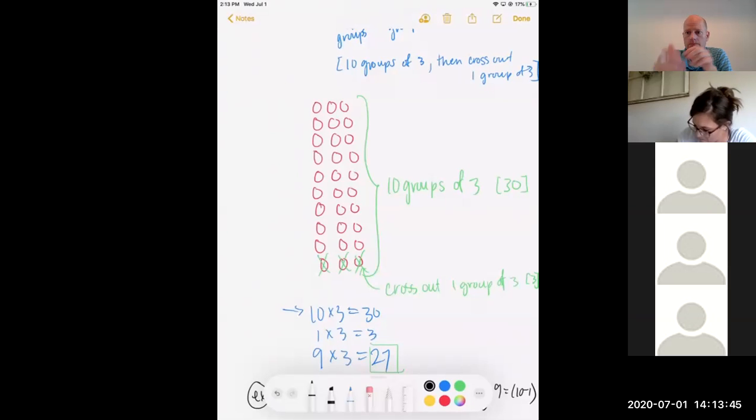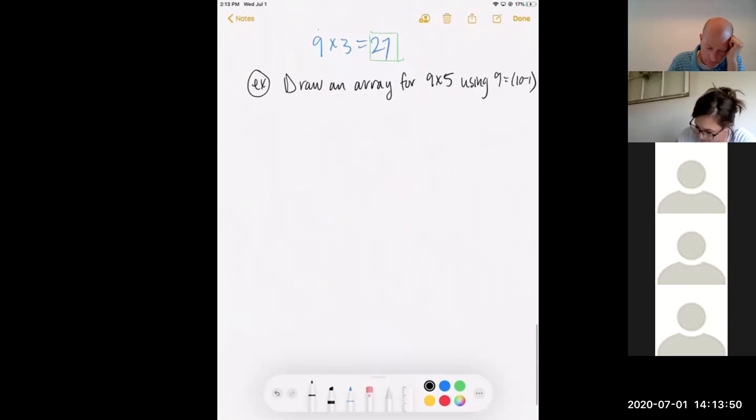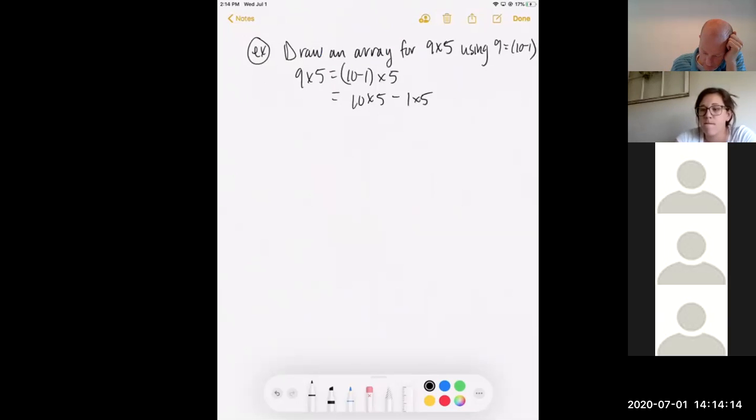So I separated the 9 into 10 minus 1 and then put that in parentheses and then times it by 5. So it's 10 times 5 minus 1 times 5. All right, great. And so then you have 10 groups of 5. So I did 5 marbles in each of the 10 groups.